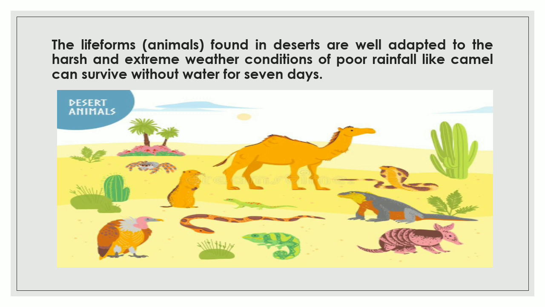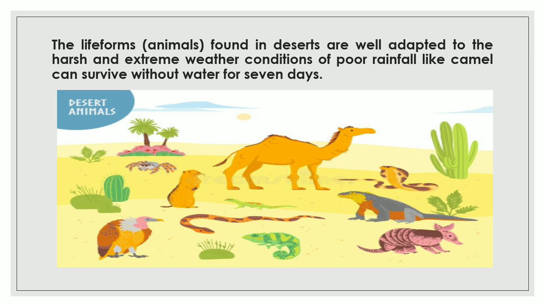The life forms or animals found in deserts are well adapted to the harsh and extreme weather conditions of poor rainfall. Like the camel, which can survive without water for 7 days. The animals and plants found in deserts are very well adapted so that they can tackle the harsh and extreme weather, because the weather is very harsh in the deserts. The temperature can go up to 50 degrees centigrade, right? There is no rainfall, so water is also very scarce. One of the animals is the camel, which can survive without water for 7 days, right?